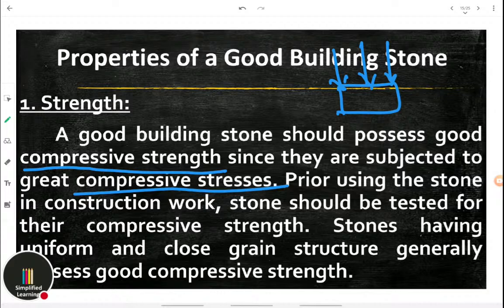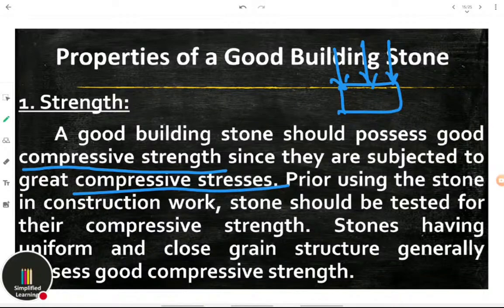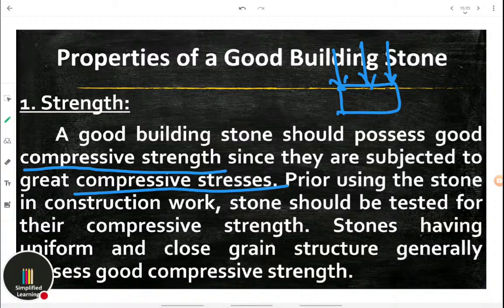Before actually ordering the stone for a construction work, we should test all its properties, including the compressive strength. If the stone is meant to be used in heavy engineering work, then it should obviously possess good compressive strength as well as good specific gravity. They should be heavy also. We will be discussing the heaviness property later on. Now remember, the strength of stone is its compressive strength.